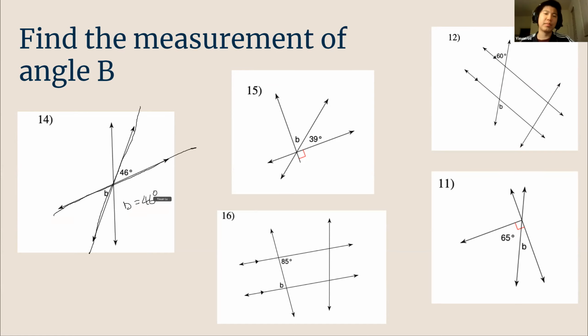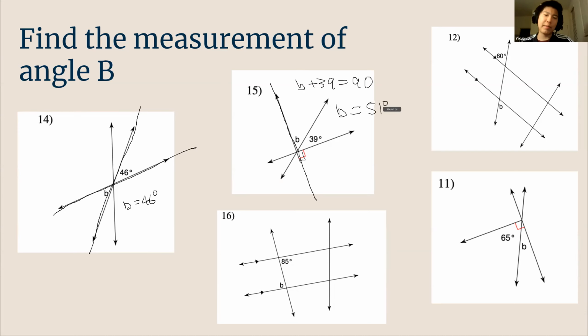Okay, problem number 15. It may not be obvious at first glance, but we can extend this ray into a straight angle. Now, this may look like a line, but not an angle, but remember that a straight angle is just a line with an angle degree measure of 180 degrees. From this, we can see that angle B plus 39 is supplementary with this right angle over here. So B plus 39 is equal to 90 degrees. So B and 39 are complementary angles. This gives us B is equal to 51 degrees.